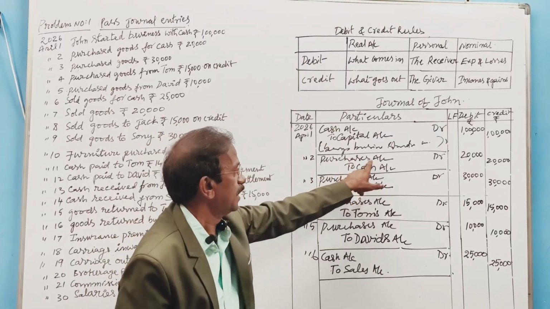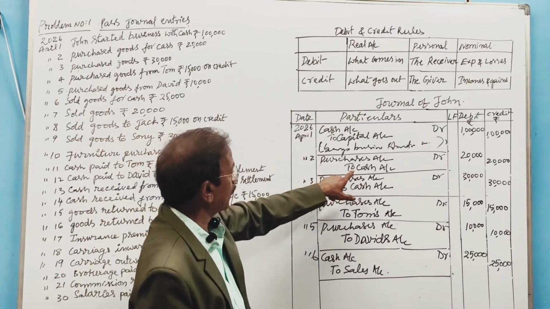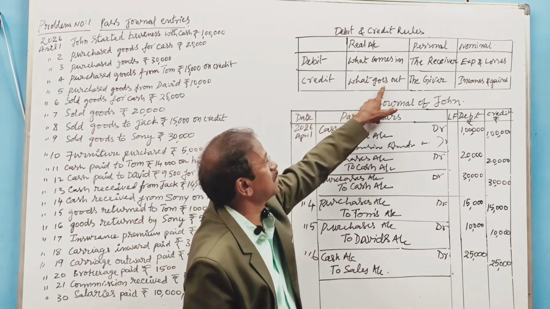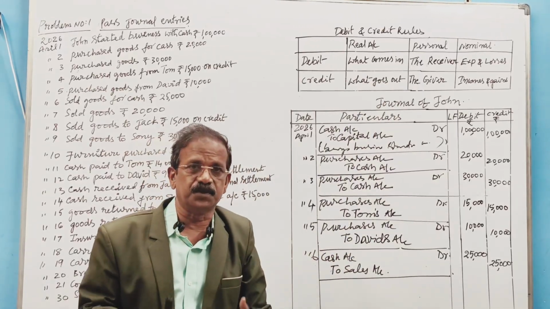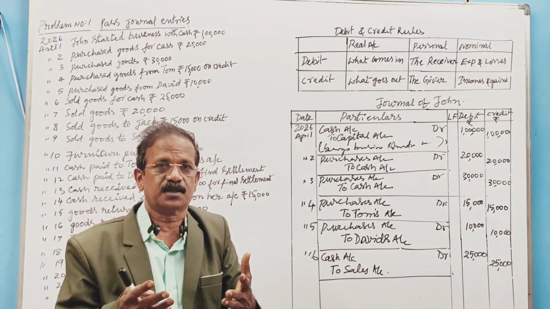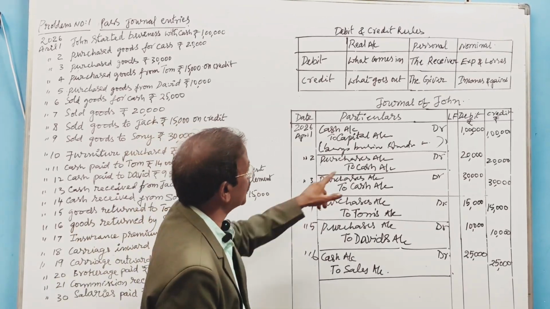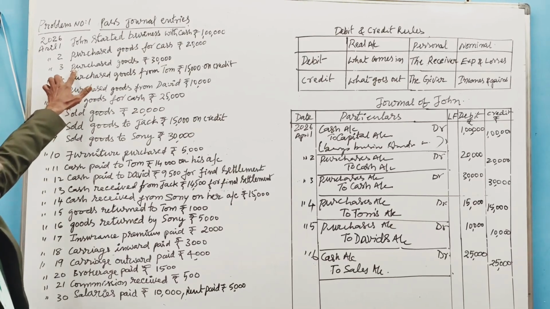Whenever you purchase goods, you should call them purchases. Purchases account, debit 20,000. Then immediately for credit, what do you have to question? What goes out? What goes out means when you are purchasing goods, cash is going out. That's why cash account is to be credited. Next, third one.